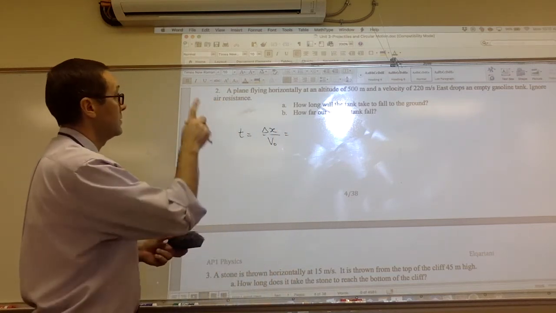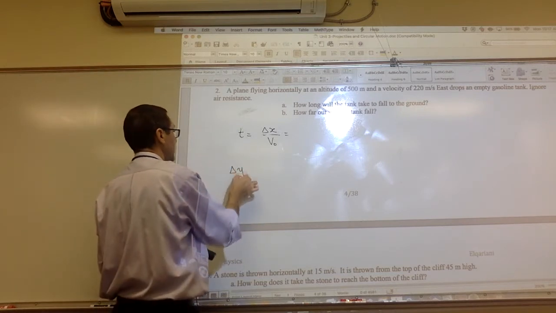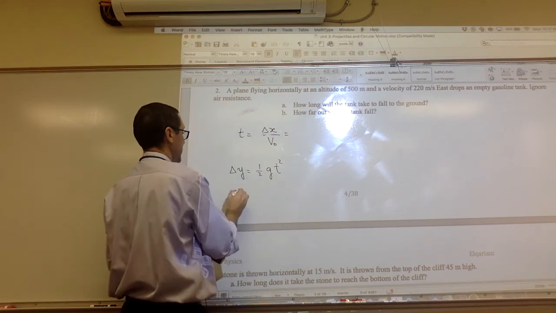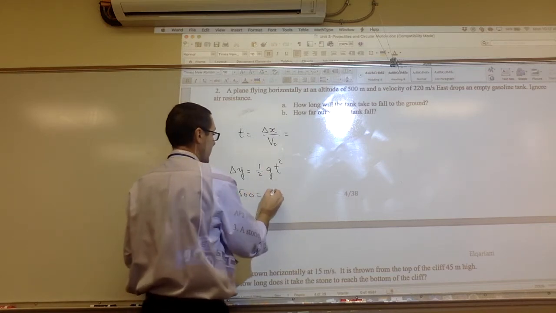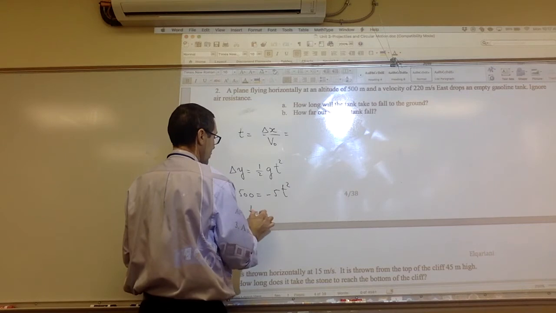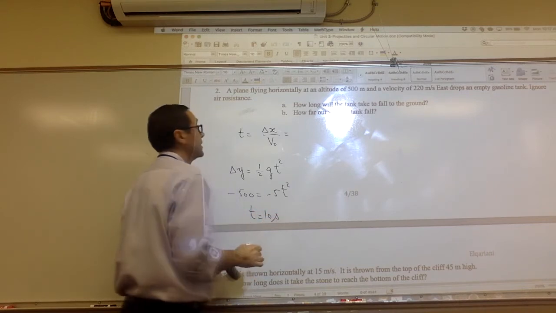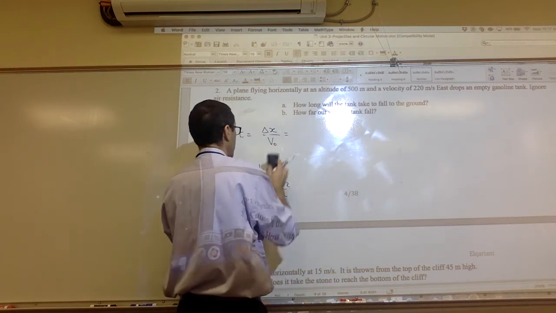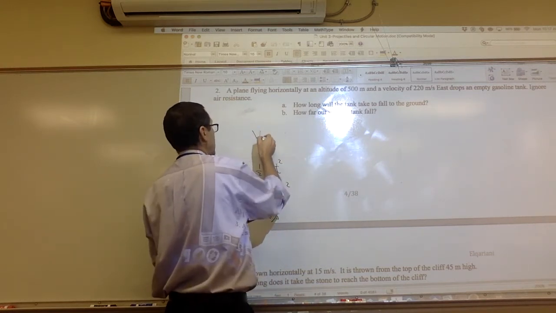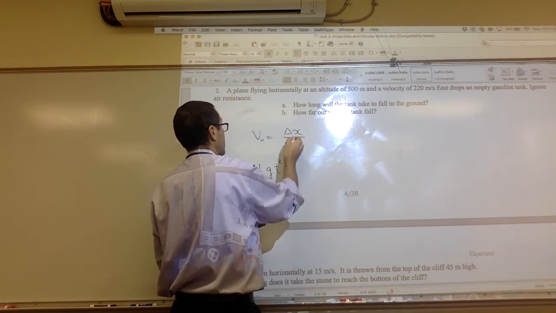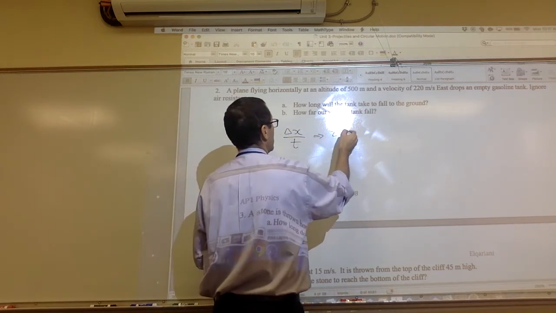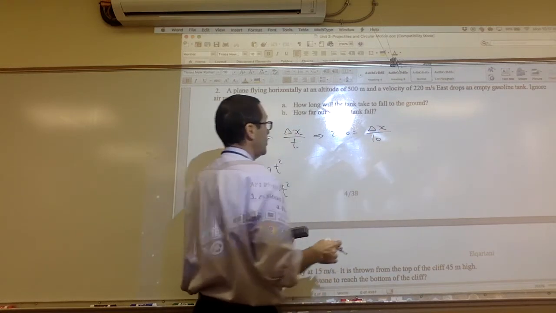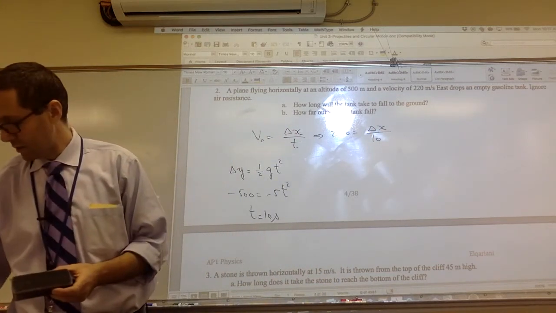And I know the height. So maybe I have to use delta y equals 1/2 gt squared. So this is negative 500 equals negative 5 t squared. So it's going to take 10 seconds for it to hit the ground. And then how far out? So we just have to come back to the horizontal direction and find out what delta x is. So this is 220 equals delta x over 10, and you should get 2200 meters.